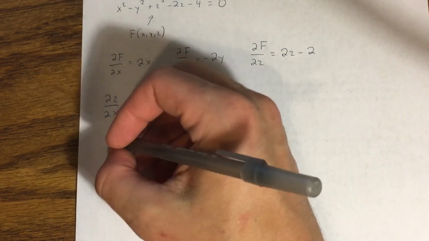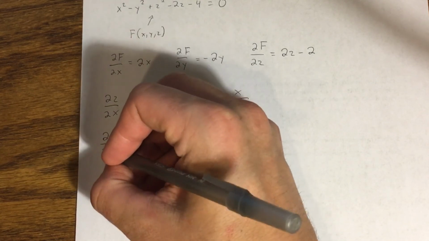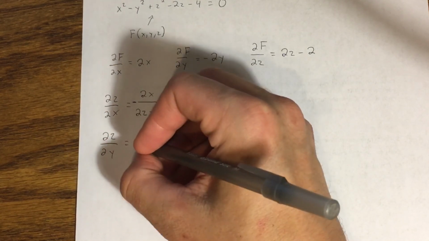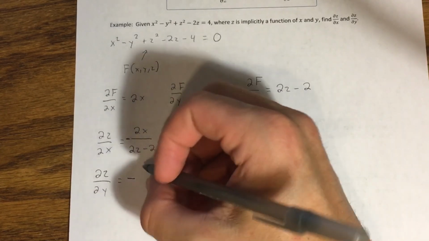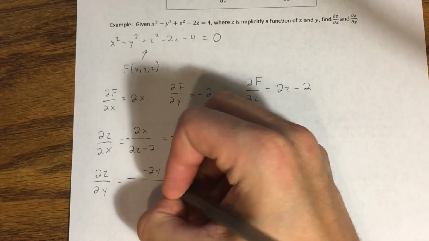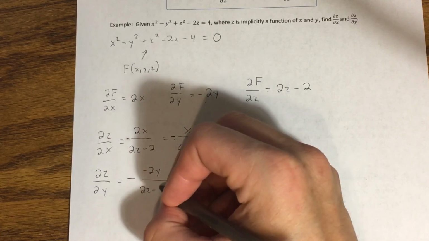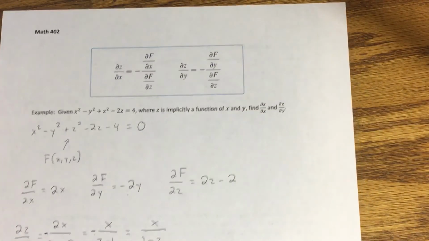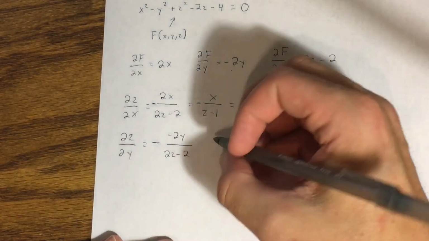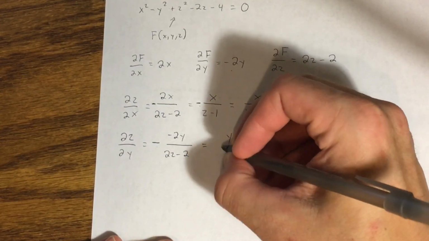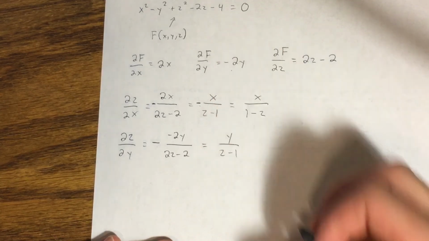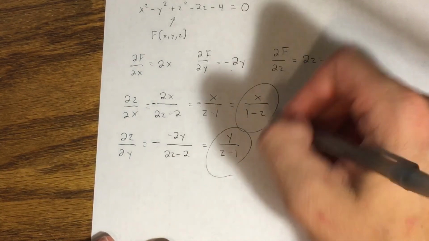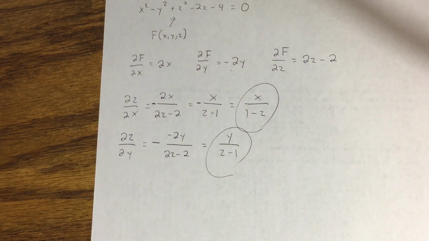Let's do the same thing, but we want the partial of z with respect to y this time. That's equal to negative 2y over 2z minus 2. Again, using the implicit function theorem, this version of it. I'm going to use this negative to cancel that one, and then I'm also going to cancel all the 2's. Y over z minus 1. There's our answers. Okay, that's it for the chain rule.